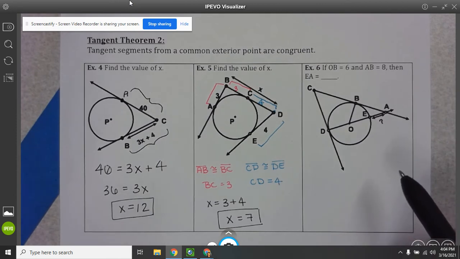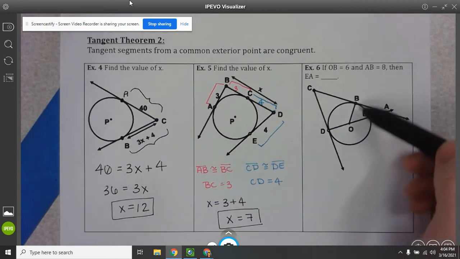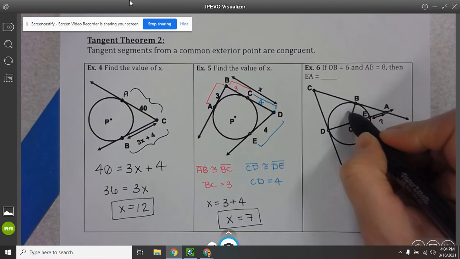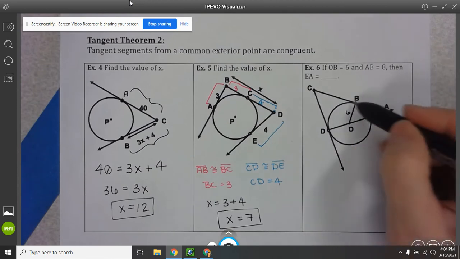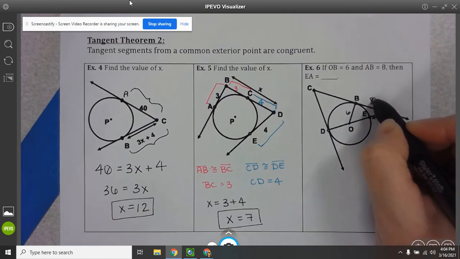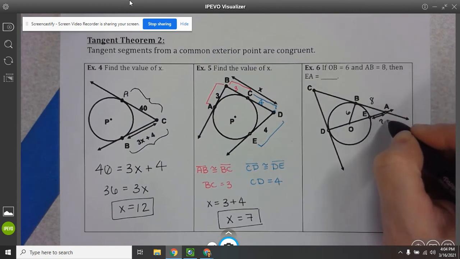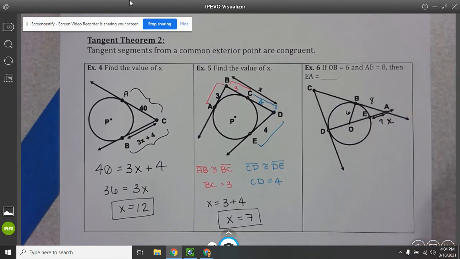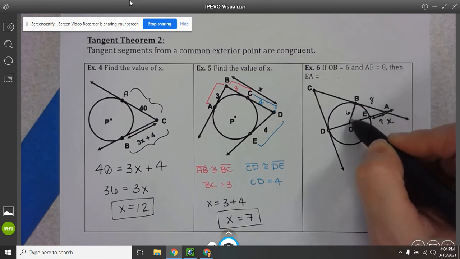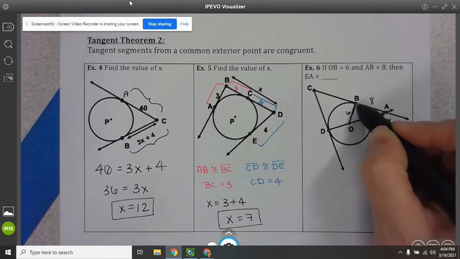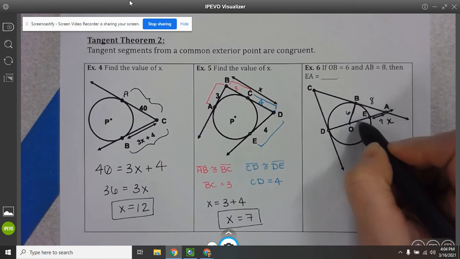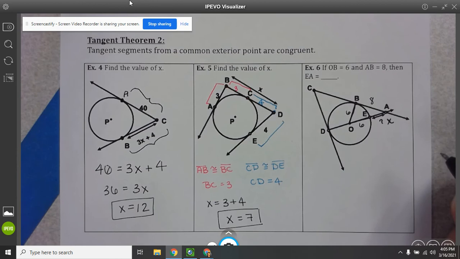All right, last but not least, OB here is 6. AB is 8, and we have to find EA. So it's labeled with a question mark. I'm going to label that X just because we like variables better. Now, this is a radius, and I have another one from O to E. So this is also 6.